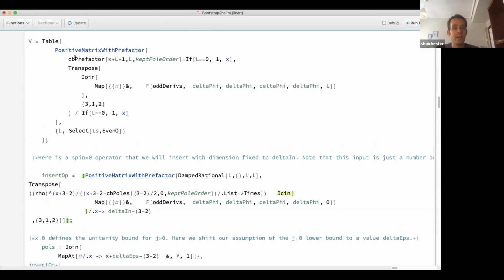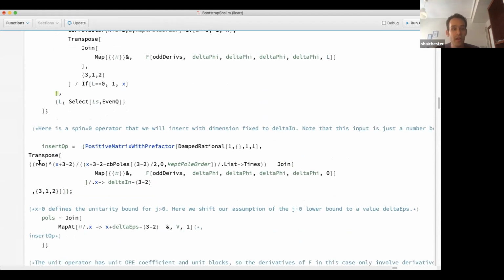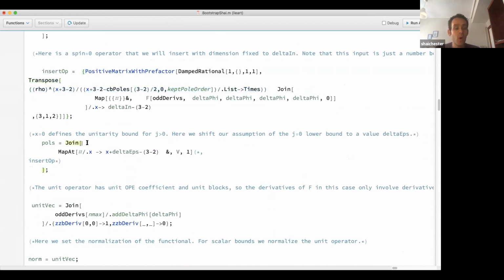And then instead of putting it in with the CB prefactor in the first argument of positive matrix with prefactor, we just explicitly put in what that thing is. So it literally is 0.17 to the power delta divided by the product of all these poles. Okay, and so then poles is just the previous two things I described. So it's a list of polynomial matrix constraints. And then optionally, you can also insert an operator, where here I've chosen to not insert it.